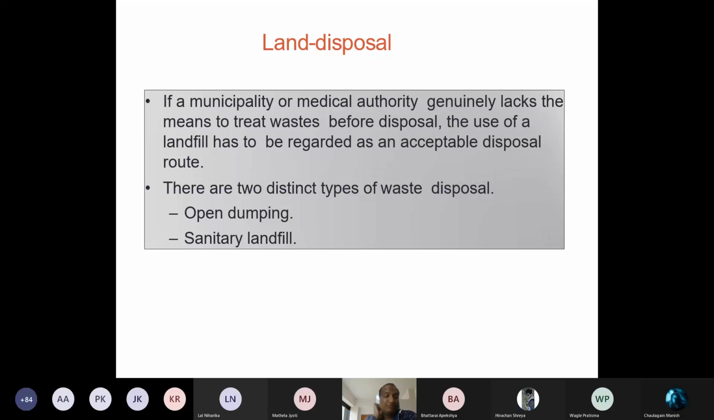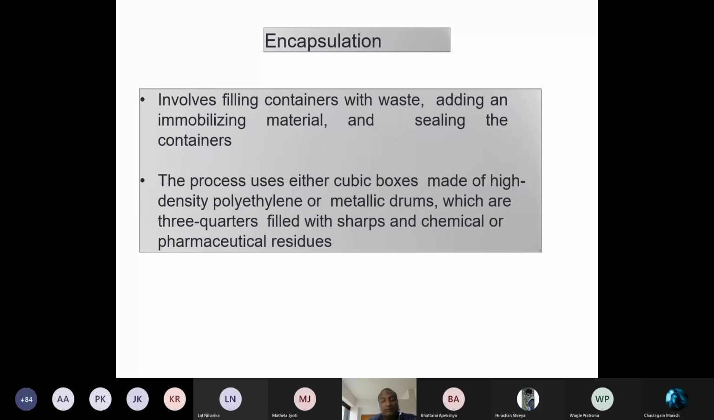So, land disposal. Open dumping should never be done for any waste. Sanitary landfill means you have to bury deep. Bury means buried, the word is not coming to me. So this involves filling a container with waste, adding an immobilizing material, and sealing the container. So this is called encapsulation. So you have to understand the meaning of encapsulation.